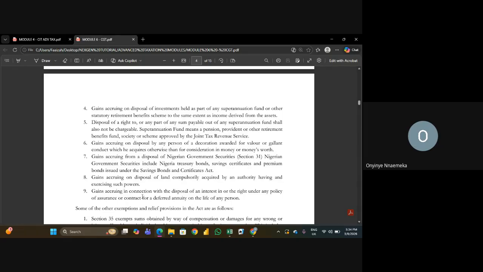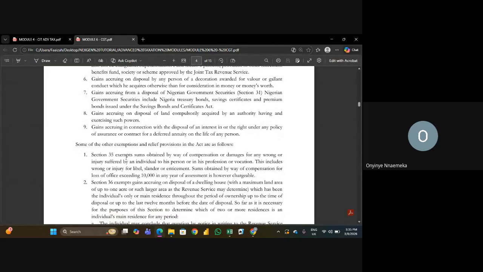Then gains accruing in connection with the disposal of an interest or right under a policy of insurance or contract for the fraternity. Okay. So other exemptions or relief in the Act: it exempts sums acquired by compensation or damages for any wrong or injury suffered by an individual in his profession or vocation. So if you get injured, maybe injury for libel, slander, or enticement, sums obtained for loss of office exceeding 10,000 is chargeable.